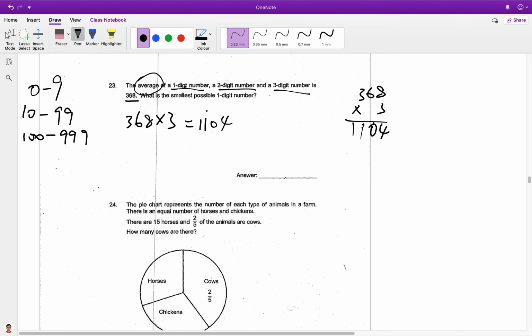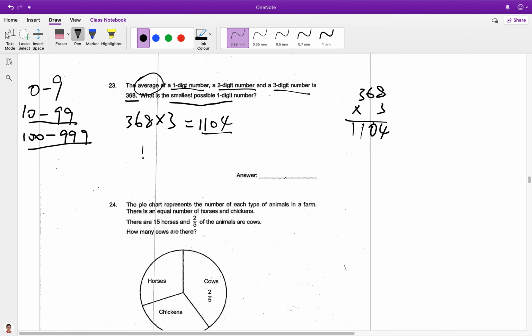Well, we know that the sum is 1104. If we take any 3-digit number, say 100, then 1104 minus 100 is 1000-something, which is 4-digit. Definitely it cannot be the sum of a 1-digit plus a 2-digit number. We want to find the smallest possible, so we find the maximum of the other two numbers, then we can get the smallest of this one, right?